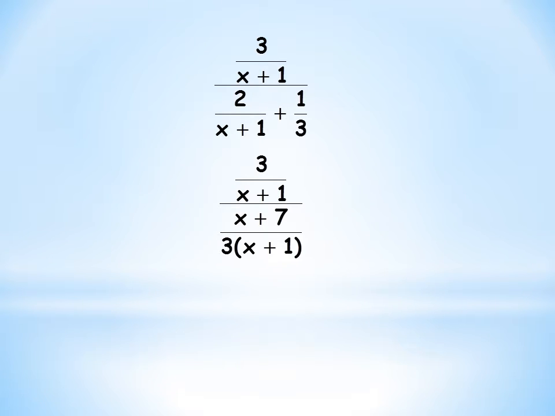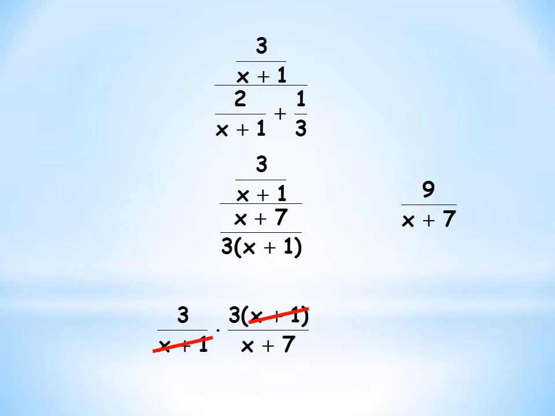All right. Put this on pause and go ahead and try this one. All right, so you need a common denominator in the denominator, which would be 3x plus 1. So now I have two fractions. I'm going to take the bottom one, or the denominator, I'm going to flip it and change it to multiplication. I can now cross reduce, and I have 9 over x plus 7.